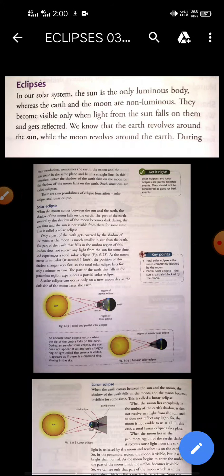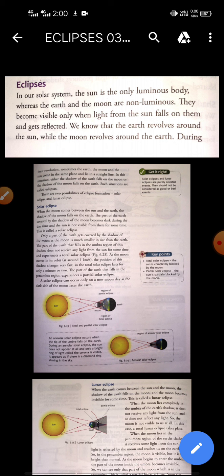Welcome students. In the previous class we discussed shadow, and also the working principle of the pinhole camera. Now we are going to discuss eclipses.